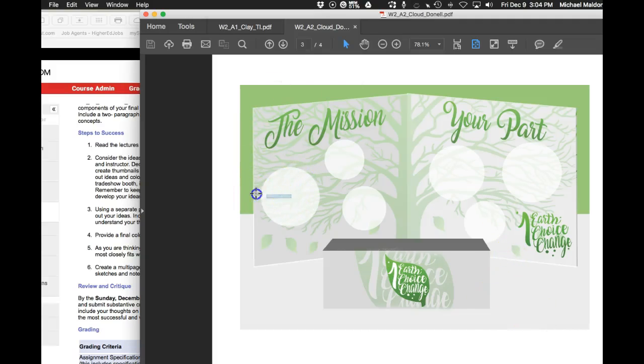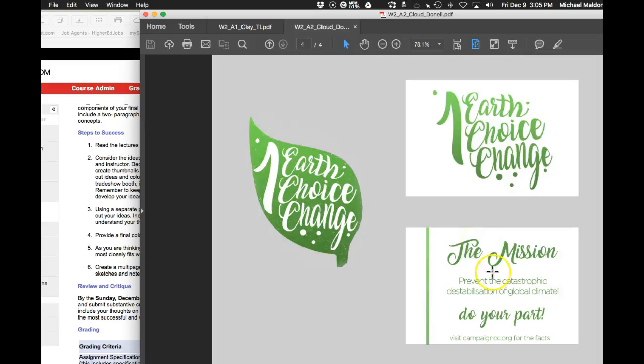What are these right here? Where do you disseminate the information? What is this right here? What is this? There's just no information here. The same thing here. Presumably this is your informational collateral card, but it's a card, so there's no information on it. All it says is the mission: do your part, prevent catastrophic deaths. Watch your spelling of global climate. Okay, so you need to give some information.